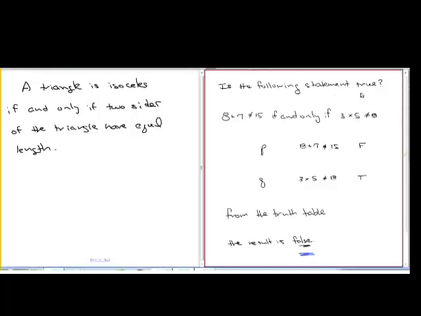And here's an example. Is the following statement true? It is a biconditional statement because it has this if and only if. 8 plus 7 is not equal to 15 if and only if 3 times 5 is not equal to 8. So just from a truth value standpoint, the first statement is false. 8 plus 7 is equal to 15, so 8 plus 7 not equal to 15 is false. And 3 times 5 is 15, which is not 8, so the second statement is true. So just using the truth table, one being false and the other being true, the biconditional result is false.